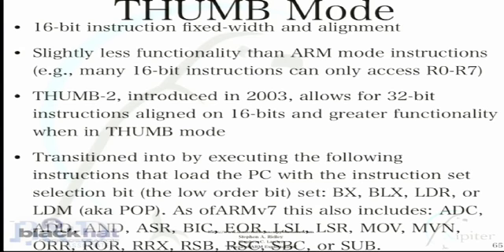Thumb mode, in contrast to ARM mode, which is 32-bit, is a fixed-width 16-bit mode. Then there's Thumb 2, kind of a later spin-off of that. It allows you to access 32-bit instructions from 16-bit mode, which is something we actually found useful. But they are still 16-bit aligned. So that's actually very useful.